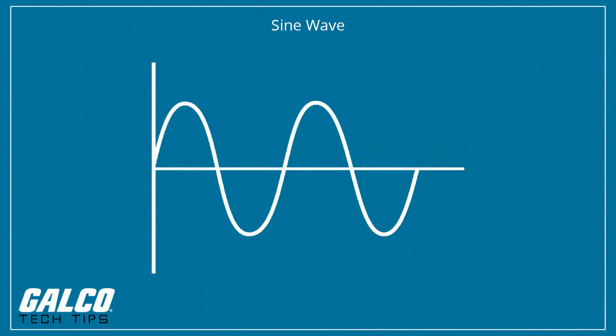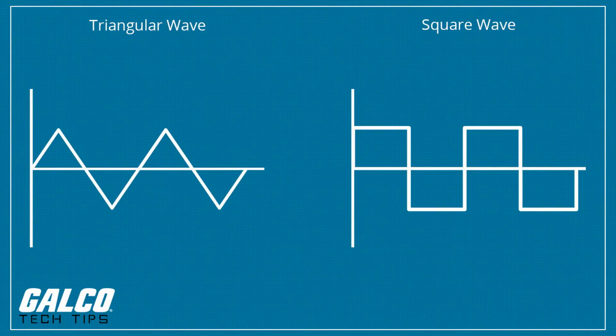The usual waveform of alternating current in most electric power circuits is a sine wave. In certain applications, different waveforms are used, such as triangular or square waves.